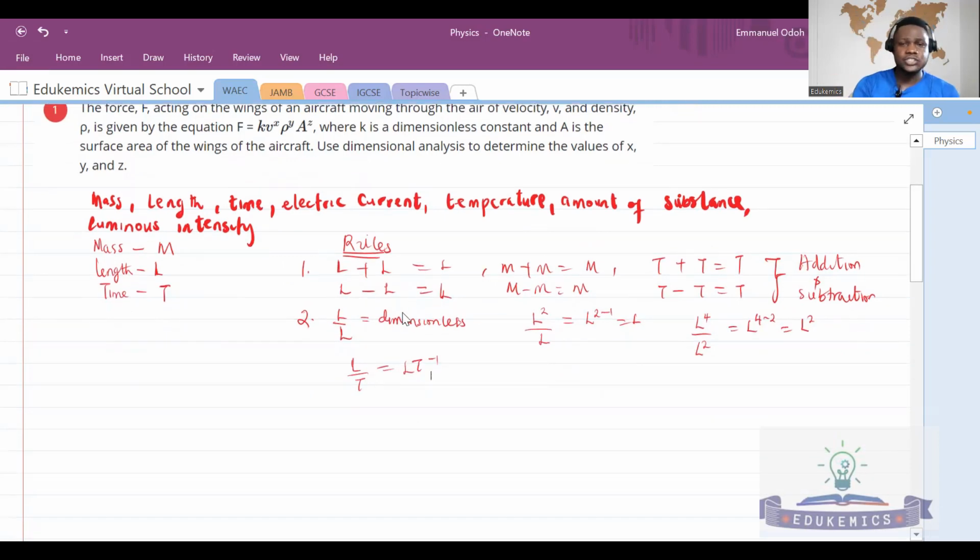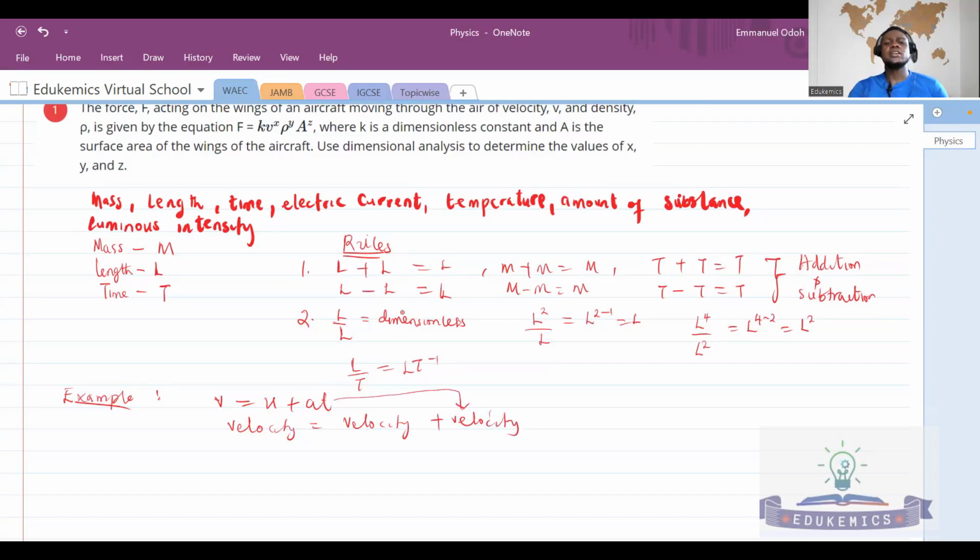So what are the implications of this? Let me give an example that will clarify these things. For example, in the equation of motion, V is equal to U plus AT, where V is the final velocity, U is the initial velocity, A is the uniform acceleration, and T is the time taken. Dimensionally, this is correct. And what do I mean? According to our first rule, this is velocity, this is velocity. It means we get a velocity by adding to a velocity. So U is a velocity and AT is also a velocity.